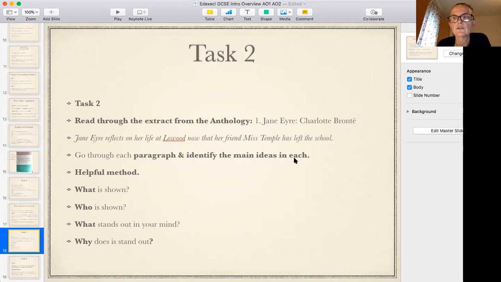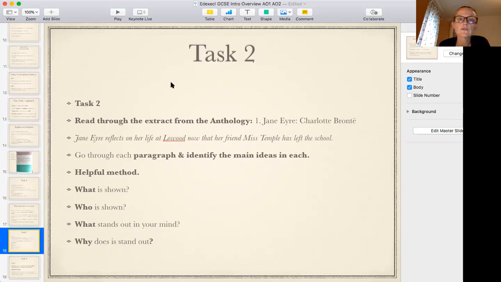Now, if you can go through a text and identify the main ideas, that means you understand the different elements of the story. And if you understand the different elements of the story, then you understand what the structure is. That's the line on the map. That's what's happening in the story. To break that down, a helpful method to understand the main ideas in smaller elements is to think about in each paragraph what is shown, who is shown, and what stands out in your mind and why it stands out in your mind.